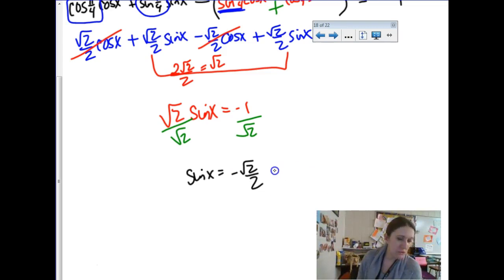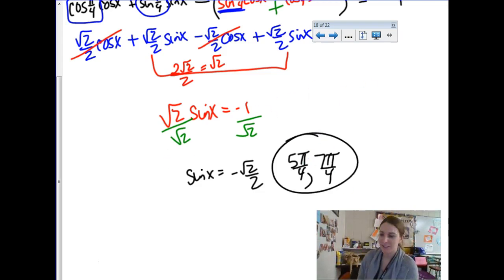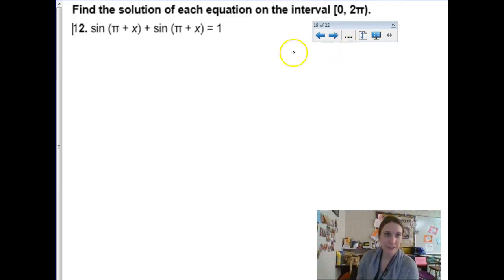And they want all solutions between 0 and 2 pi. Thank goodness, my favorite kind of question. So that would be 5 pi over 4 and 7 pi over 4, right, for a negative sine value. Yeah. Alright, nailed it. Whew. That was fun and exciting.